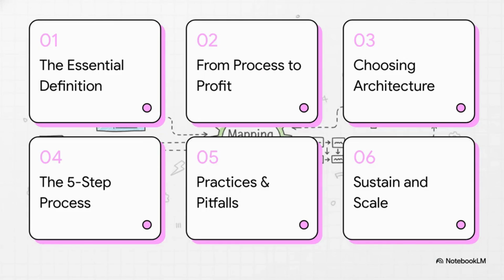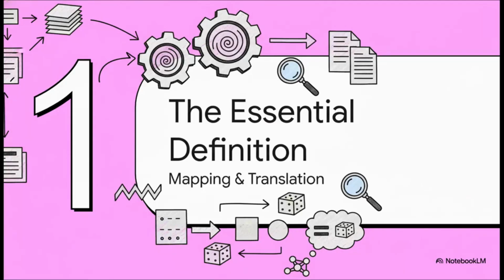Okay, so here's the game plan for today. We're going to start with the basics, the definition. Then we'll link that process to profit. After that, we'll look at different architectures, walk through the 5 key steps to get it done, cover best practices and what to avoid, and wrap up with how to keep it all going and growing for the long haul. All right, let's jump right into Section 1, the essential definition.